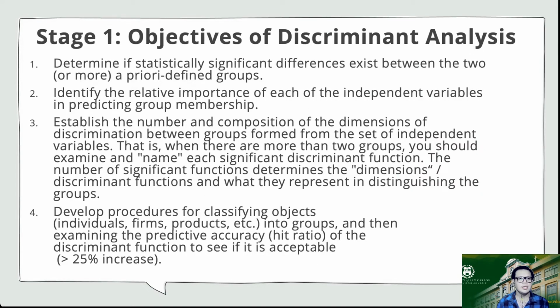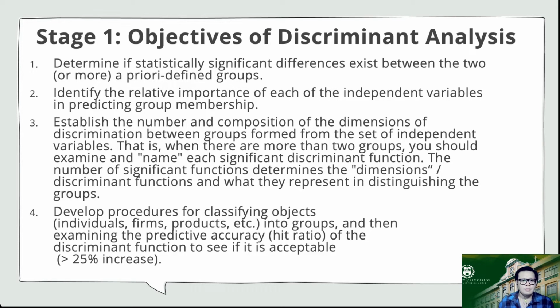So first, we have stage 1, which is the objective of discriminant analysis. For this stage, it's more likely determining if statistically significant differences exist between two or more a priori defined groups. And at the same time, in this particular stage, we can identify the relative importance of each of the independent variables in predicting group membership. We can see the strengths of it.